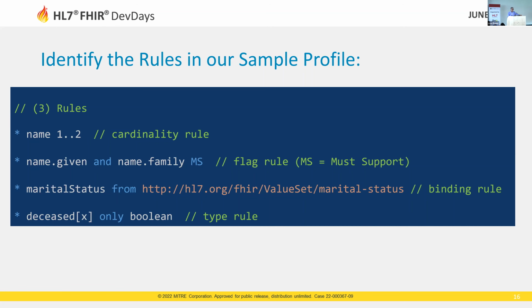And lastly, we have a type rule. We're saying that deceased, which I believe could be a date or a Boolean in the patient resource, we're saying that's only going to be a Boolean. It's true or false, dead or alive. So that's a type rule. So now you've understood the entire profile in 7 lines. Okay, we've built our first profile.